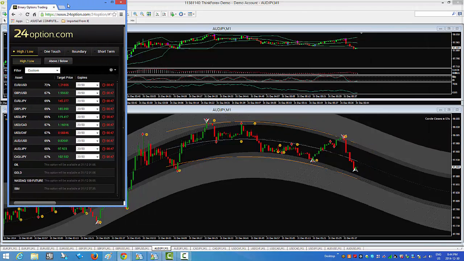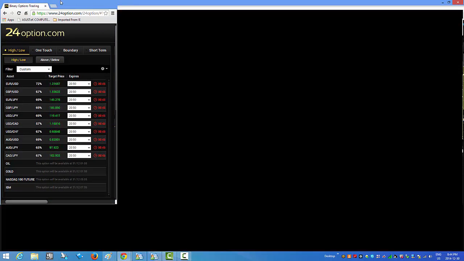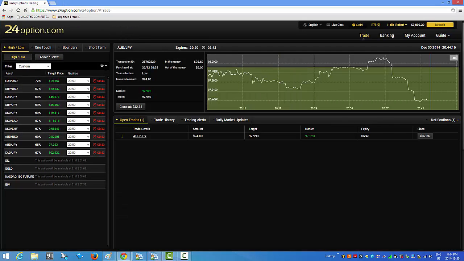Let's have a look at that live trade. Come bring that in here into 24option. So we have 5 minutes and 40 seconds left on that trade, and entered at 97.993. It's currently marked at 97.924. So we have about 7 pips. Nice move. And there you see the visual effect. And again, it moved almost immediately in our favor. So it looks very positive.